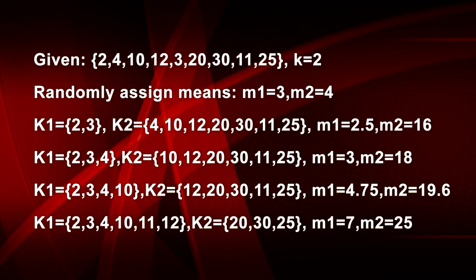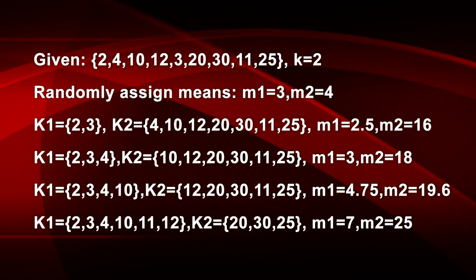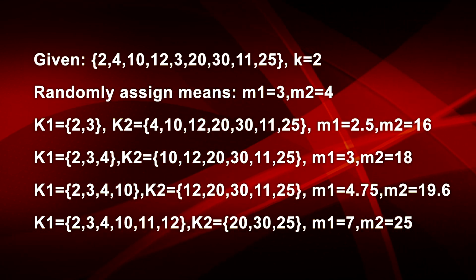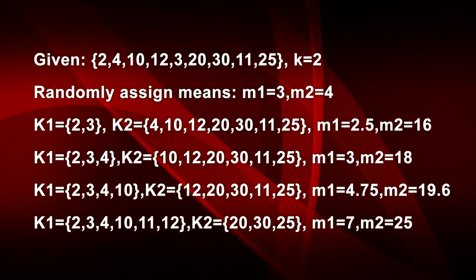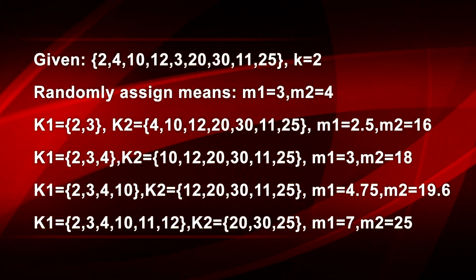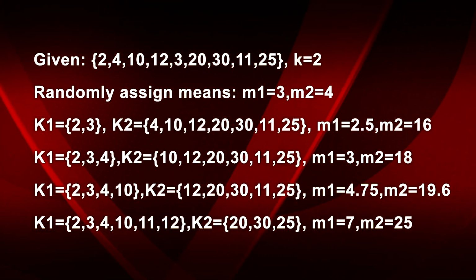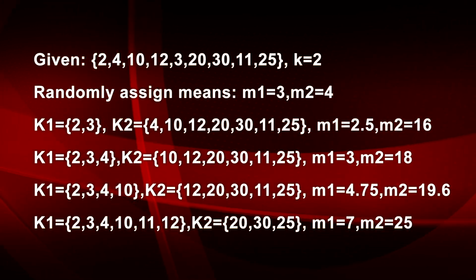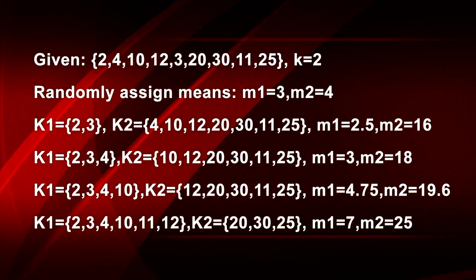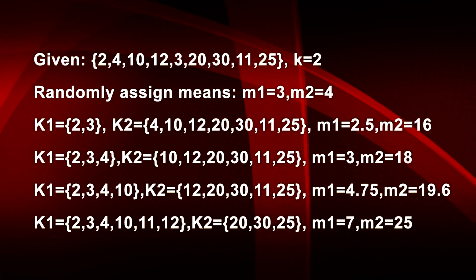So, you will notice now that the point 10 has shifted from cluster K2 to cluster K1. K1 has grown to 4 points 2, 3, 4, 10, and cluster K2 has 12, 20, 30, 11 and 25. Again find the centroids. M1 becomes 4.75 and M2 becomes 19.6. Now with these new centroids, I will again form the new clusters. Now you see I am going on doing this. How long should I go on doing this? I should go on doing this until the elements in my clusters do not change.